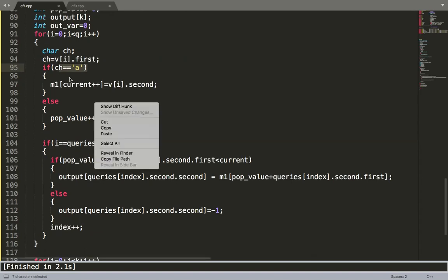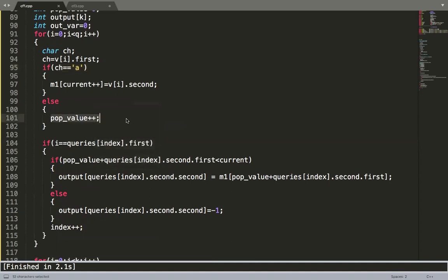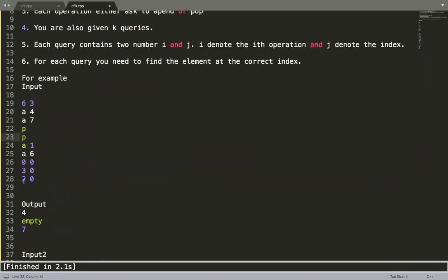Now, if it is equal to pop, then I'm going to increase the pop value. So this is going to store the pop value. Since the ith operation is over till here, I need to check if I'm having a query which is asking after the ith operation. So I'm going to check if i is equal to queries of index dot first. Query of index dot first is this number 0, 3, and 2. And if i is equal to 0, it means after the ith operation I need to find the value at 0.